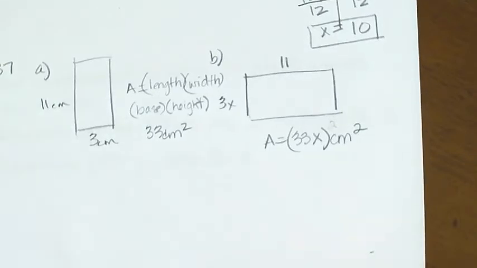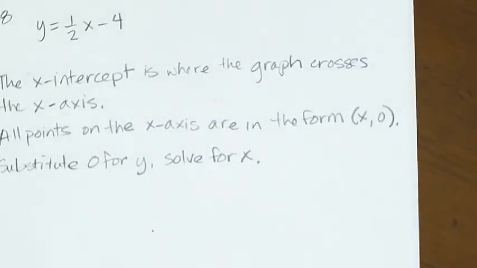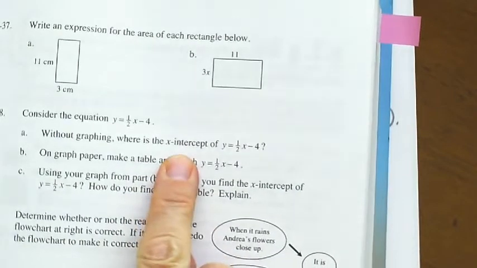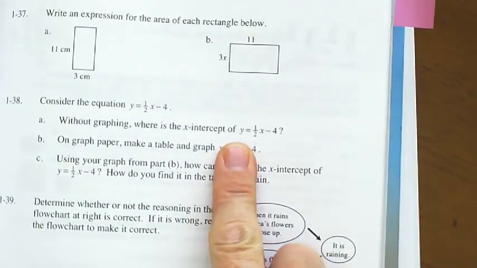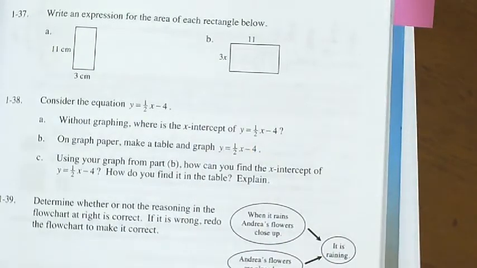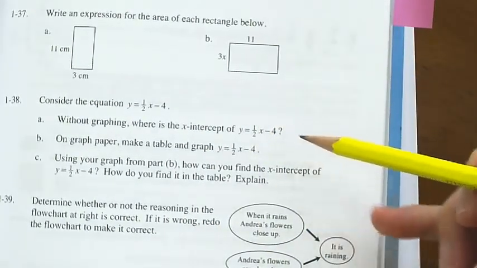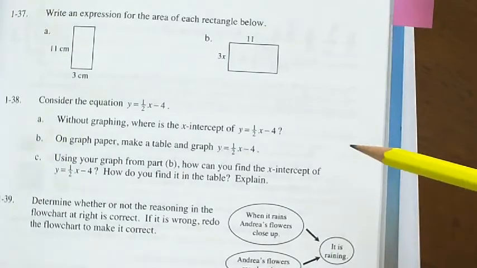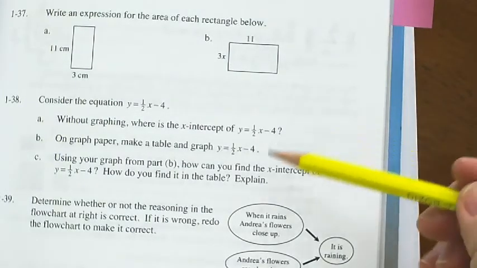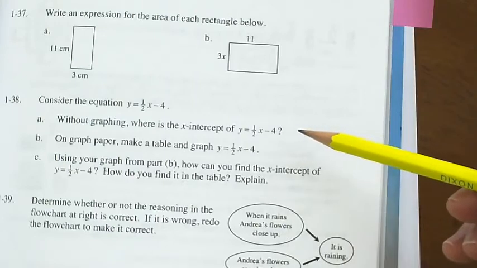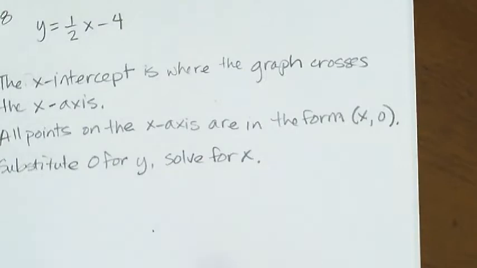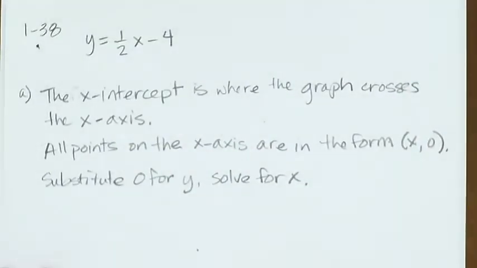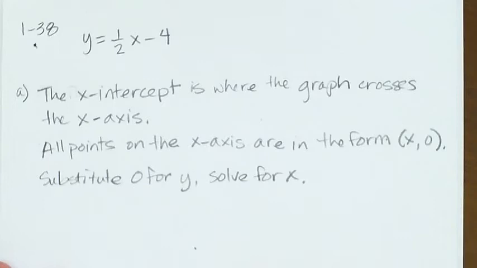All right, 138 gives us this equation. And then it says, without graphing, where is the x-intercept? Now, I am going to require that you write down some notes for this problem. This is tied into something we are doing later in the year. And if you understand it with linear equations, you're going to understand it with quadratics. So you've got some notes. Pause the video. Take these notes. Get these on your homework paper.